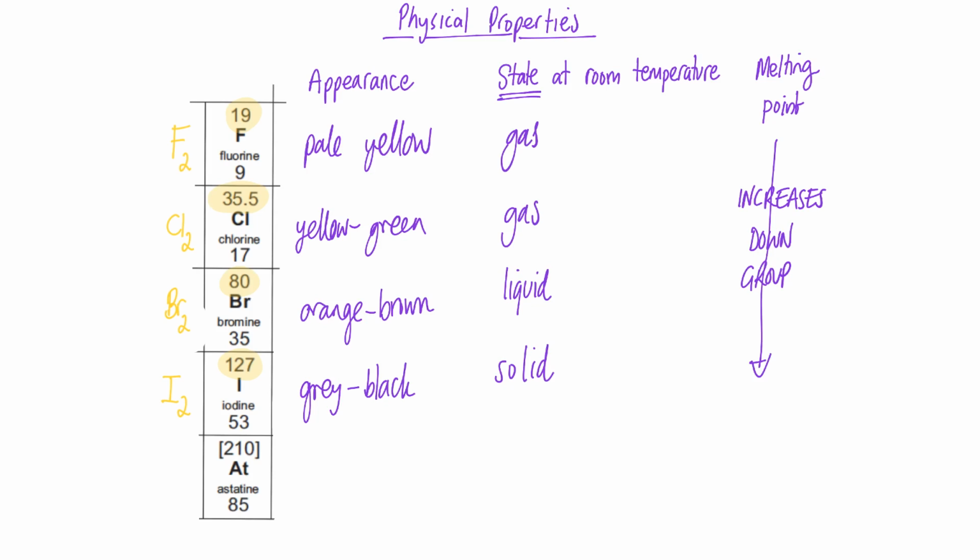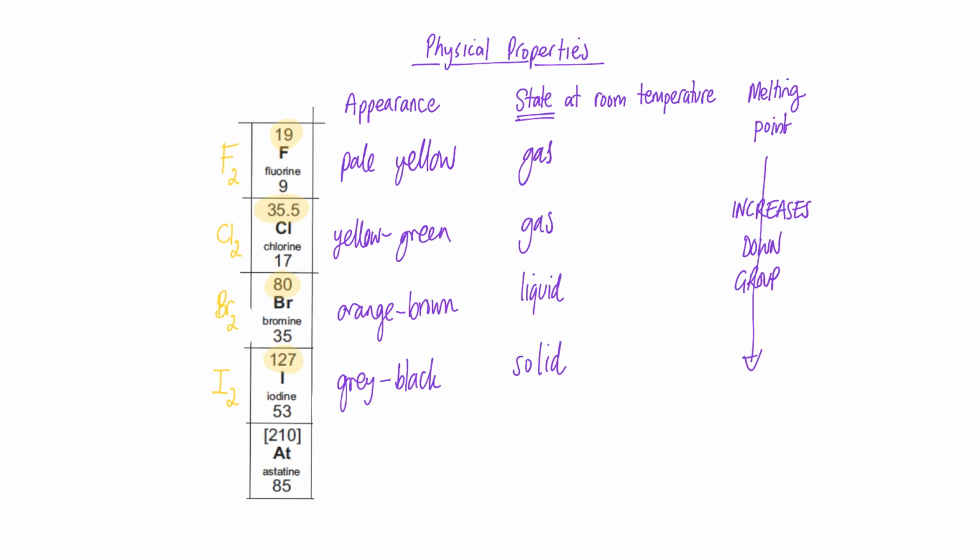So that's for our group 7 halogens. Remember they are non-metals on that right hand side of the table there, and they're going to go around in pairs. And we can see that the relative molecular mass increases going down the group.